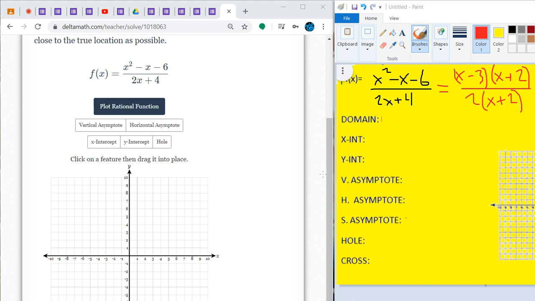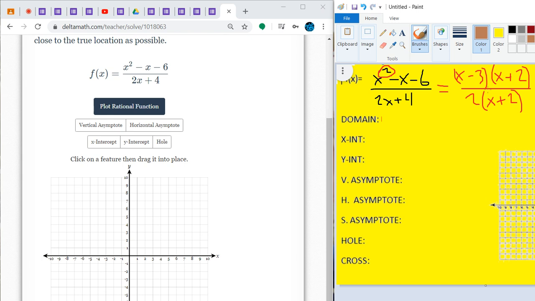One final example of how to graph using Delta Math here, these rational equations. This is an example of one that will be a slant asymptote, and you know that immediately because the degree of the numerator is bigger than the degree of the denominator. So when we do our long division, why don't we just do that right now while we're looking at it.